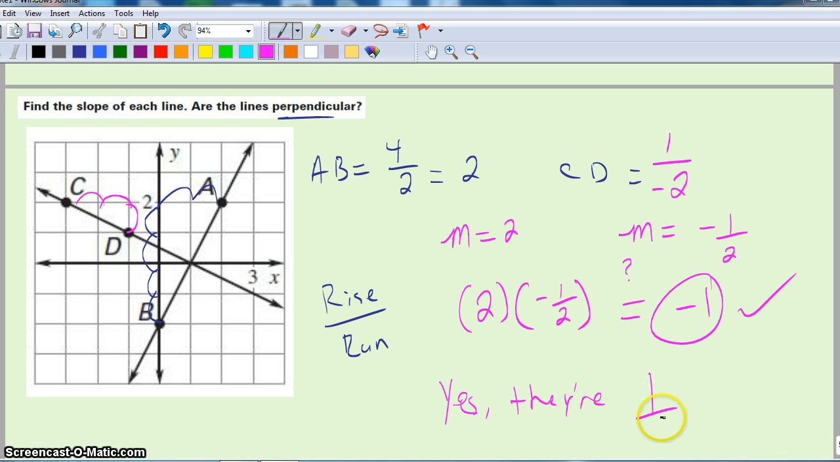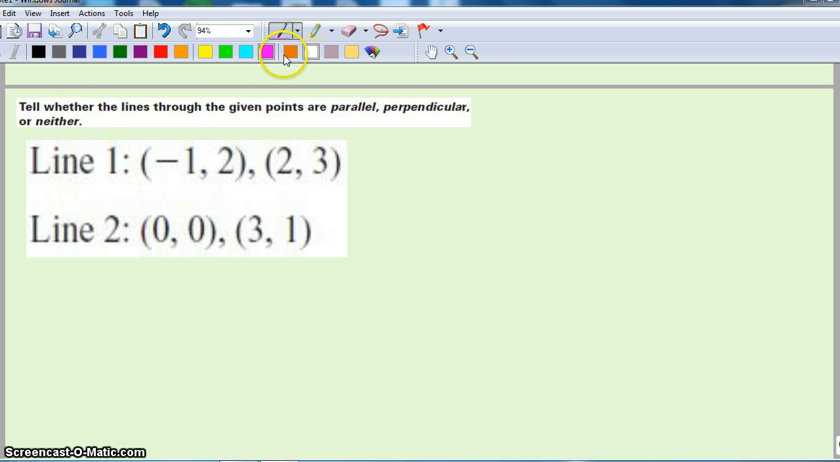They're perpendicular. And you have the proof here to show it. Next one. Alright, the next question. Tell whether the lines are parallel, perpendicular, or neither. Now parallel means same slope, perpendicular means they multiply to negative 1, and neither would be, well, neither of them. So like, what the heck, sir?